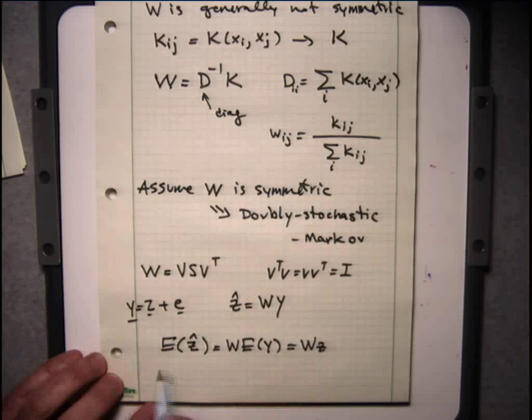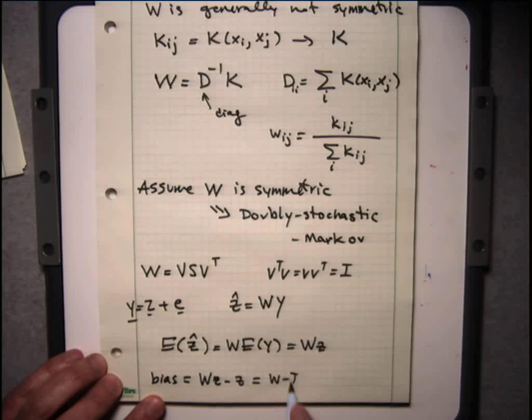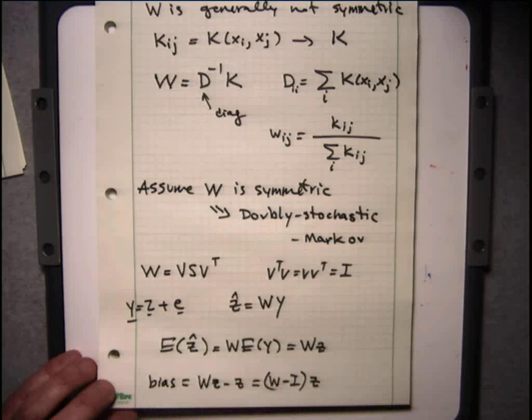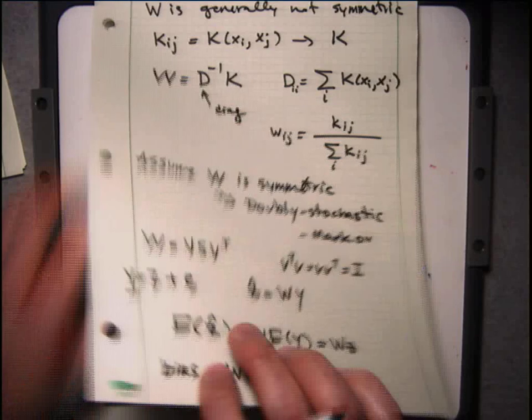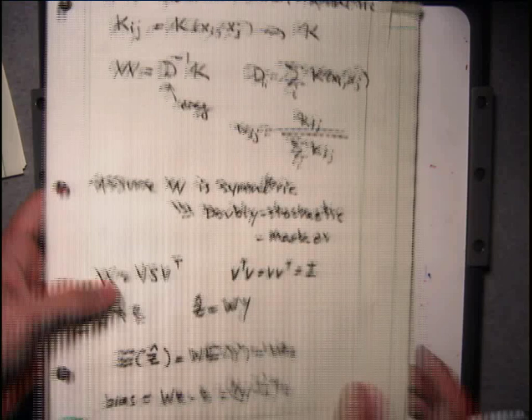Similarly, if this is the expected value, then the bias is going to be Wz minus z, which is W minus identity times z. Okay, so now let's find the covariance.